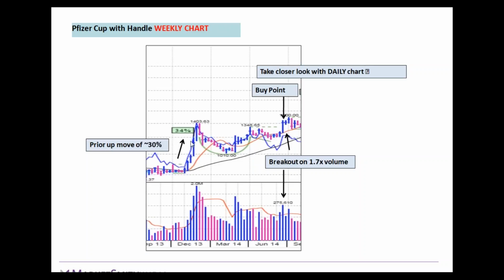So we can see the prior up move of about 34%, and then we can see the stock actually peaked and did some kind of consolidation here. Now when the selling or the profit booking happened, the investors came in and started buying. You can see the volume bar here. So the big investors started buying. So this price goes up and hits the resistance level.